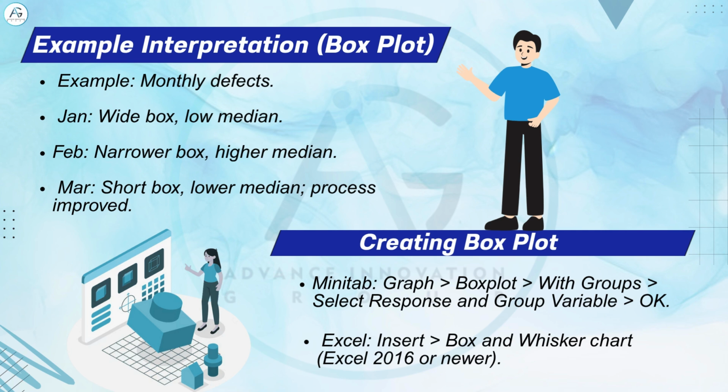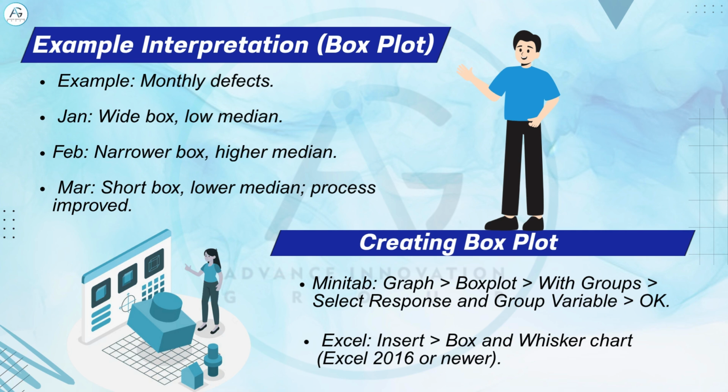Example interpretation. Monthly defects. Imagine we're looking at defect counts over 3 months, January, February, and March. In January, we see a wide box with a low median. That tells us defects were generally low but highly variable. In February, the box is narrower, which means less variation, but the median is higher, indicating that while the process became more consistent, the average defect count actually rose.